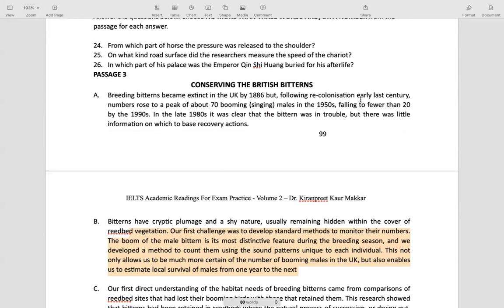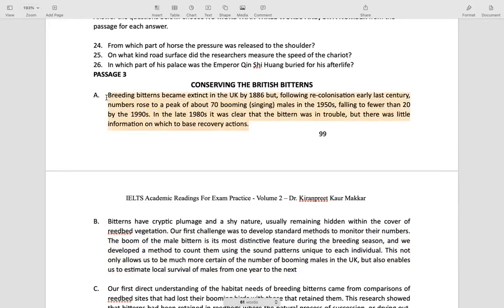But following recolonization early last century, their numbers rose to a peak of 70 booming males in the 1950s. So their numbers grew and rose to a peak of 70 booming males. Then again falling to fewer than 20 by the 1990s. Then the number fell again by the 1990s. And in the late 1980s, it was clear that the bittern was in trouble, but there was little information on which to base recovery actions.